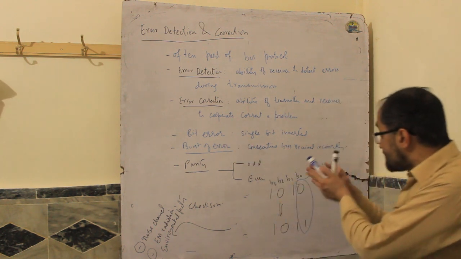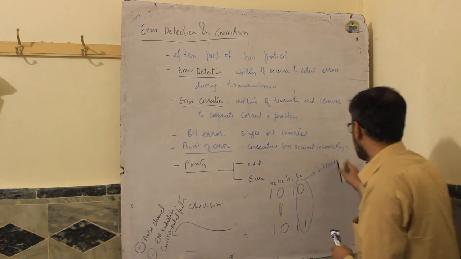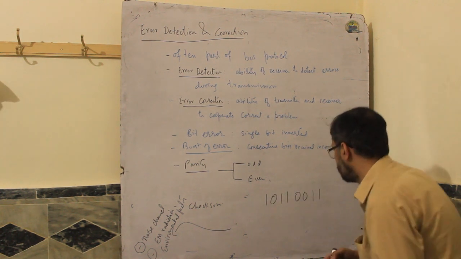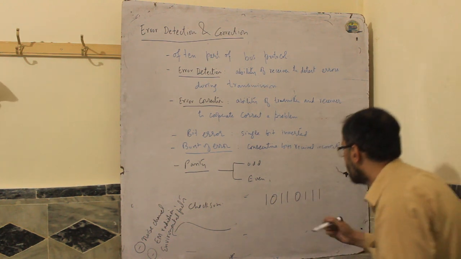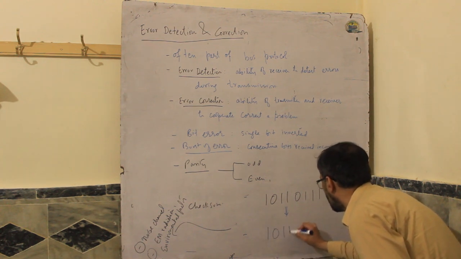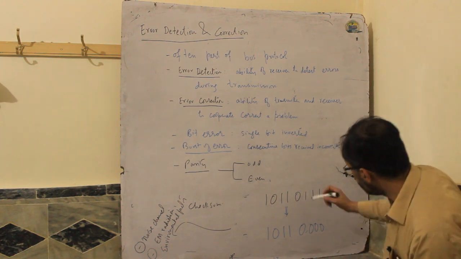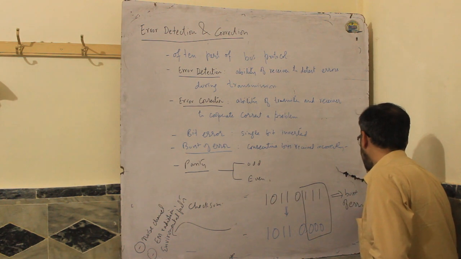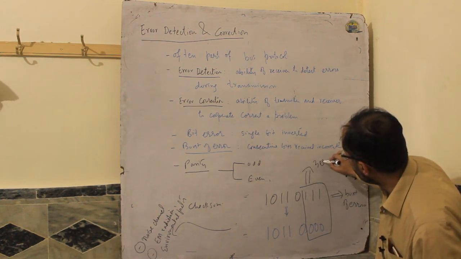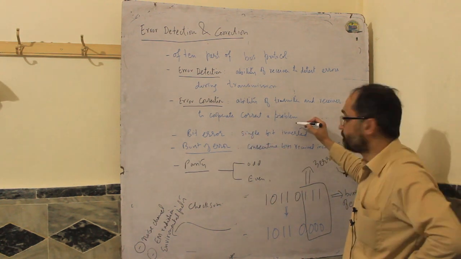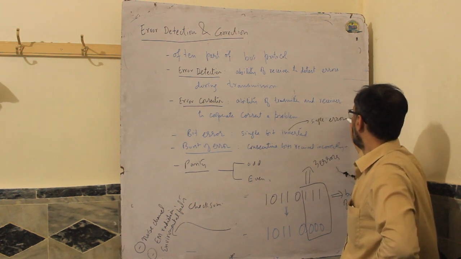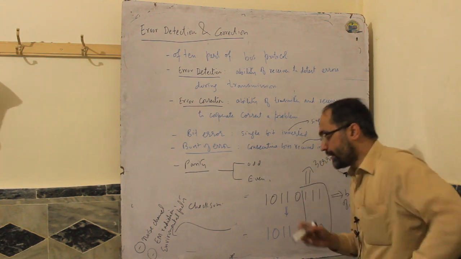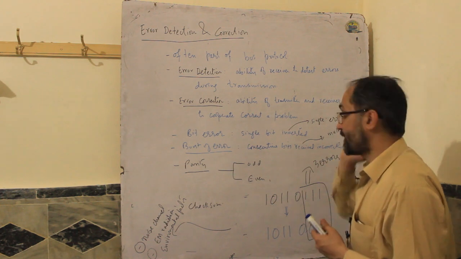And what is called a burst error? That the consecutive bits are received incorrectly. I will explain this with an example. Let's assume that the transmitter wants to transmit this data, 1011001. If the data received by the receiver is 1011000, this is called a burst error. All of these three bits, if you look at this, is called a burst of errors. So bit error is a single error, and burst error is multiple errors.